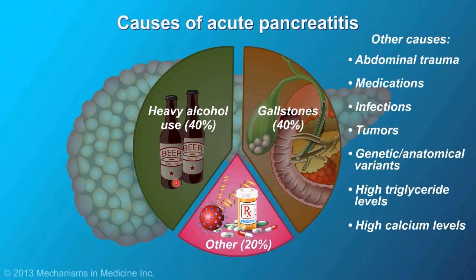Okay, this picture shows you the causes of acute pancreatitis and their incidence. As shown here, gallstones and alcohol contribute 80%. Between these two, in our country, gallstones are a more predominant cause compared to alcohol. The other causes account for 20%, which include abdominal trauma, medications, infection, tumors, genetic or anatomical variations of the pancreatic ducts, high triglyceride levels, and high calcium levels, which I've already mentioned.